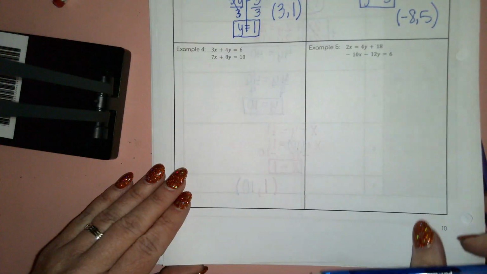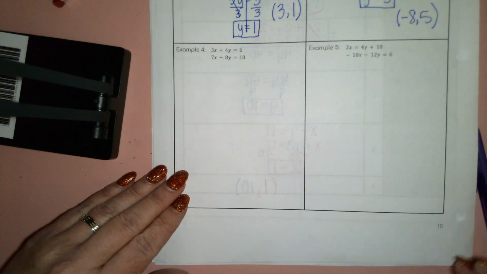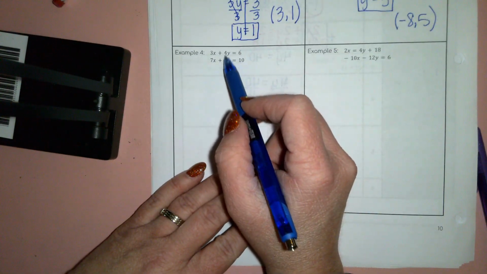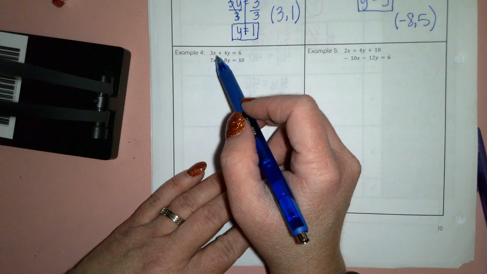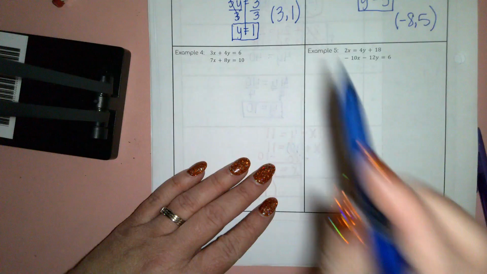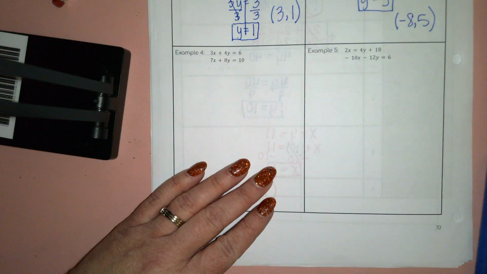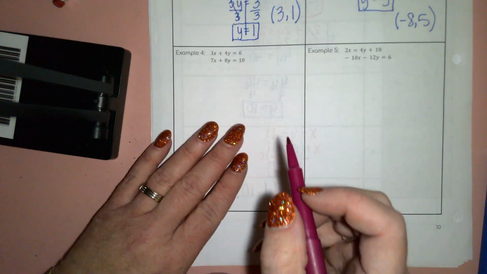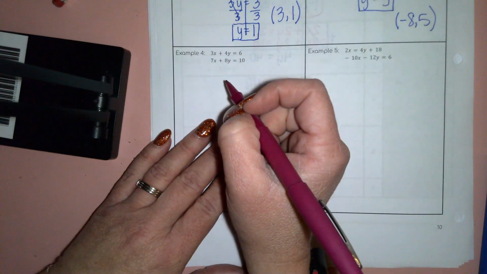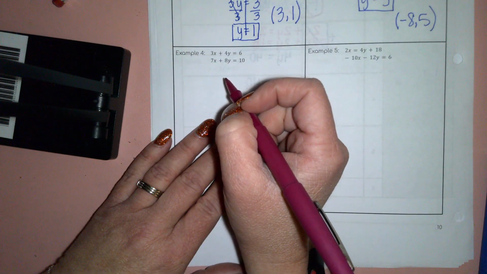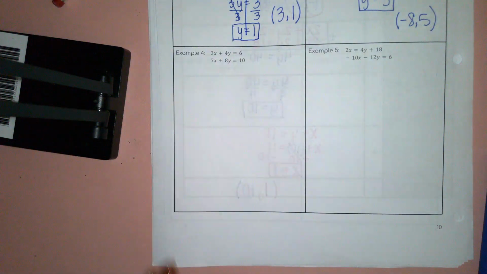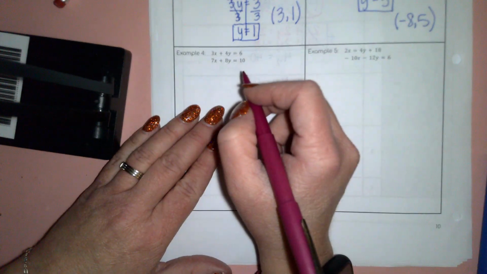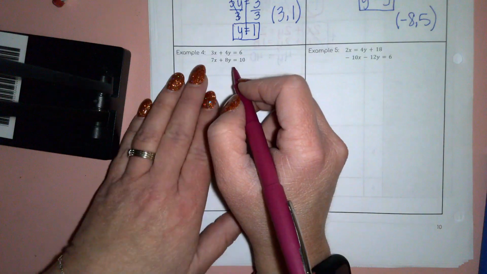Example 4. This time, there are no opposites. So we're going to have to create opposites. Do you want to get rid of the x's or the y's? It doesn't matter on this one. Which one do you want to get rid of, Jacob? Okay, because the y's are easier. Yes, ma'am. Yes. Because we're going to create opposite signs. All right.